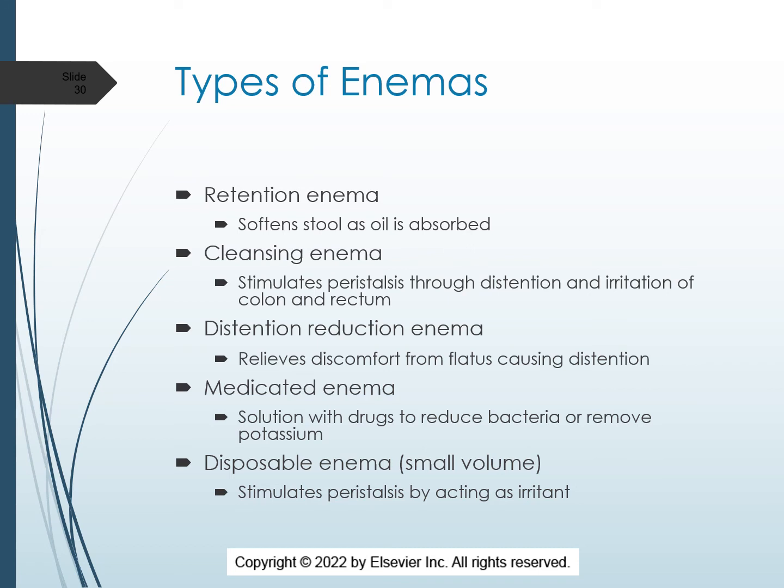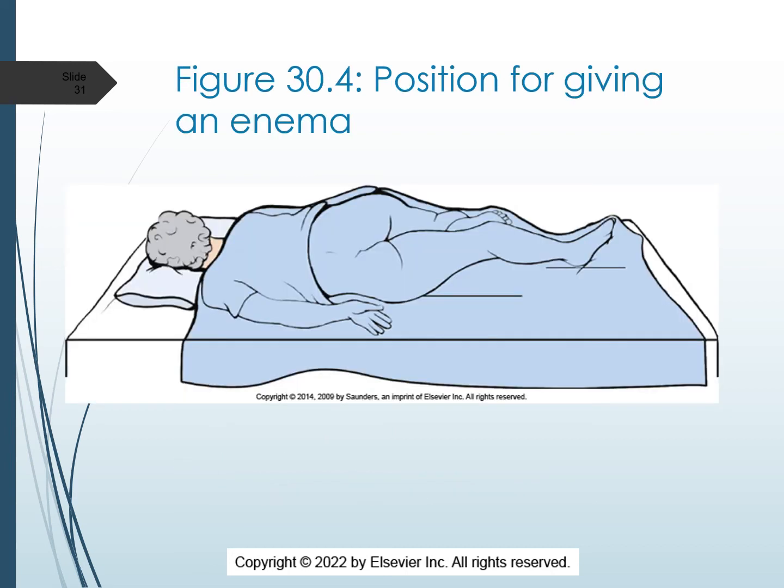Often an oil retention enema can be ordered for a patient with constipation. The oil needs to be retained in the rectum to soften and coat the hardened feces, and the oil should be retained for at least 20 minutes if the patient is able to. You can see this picture on page 591 in figure 30.4. This would be the position to give an enema.